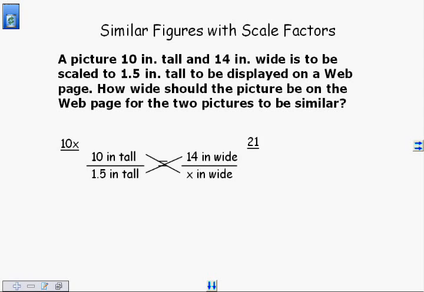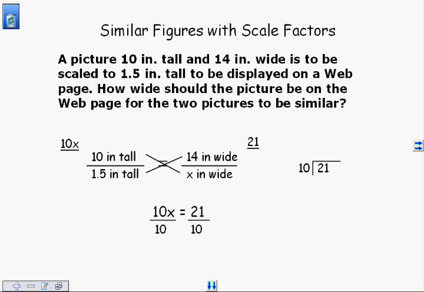Cross products, we're going to do cross multiply, which we just did. 10 times x is 10x. 1.5 times 14 is 21. Get the equation: 10x equals 21. Inverse operations, division. Divide by 10.